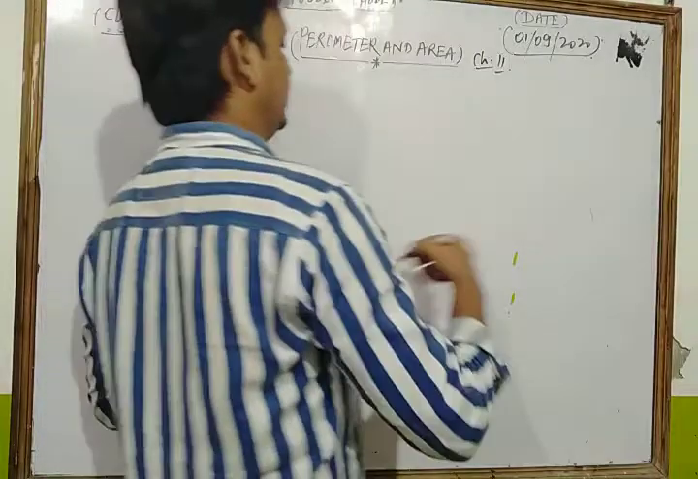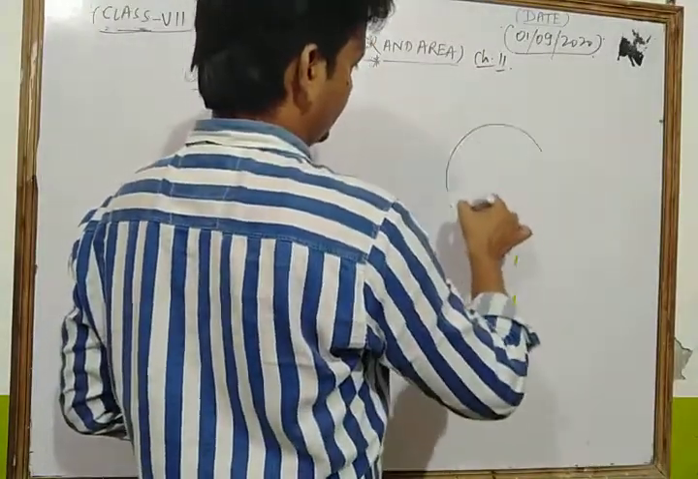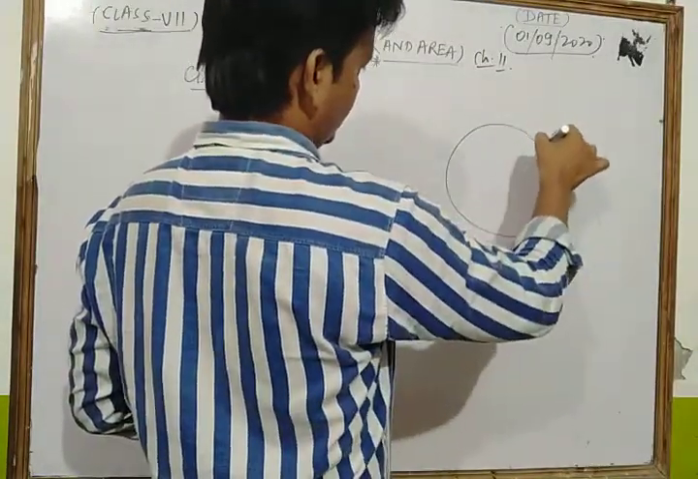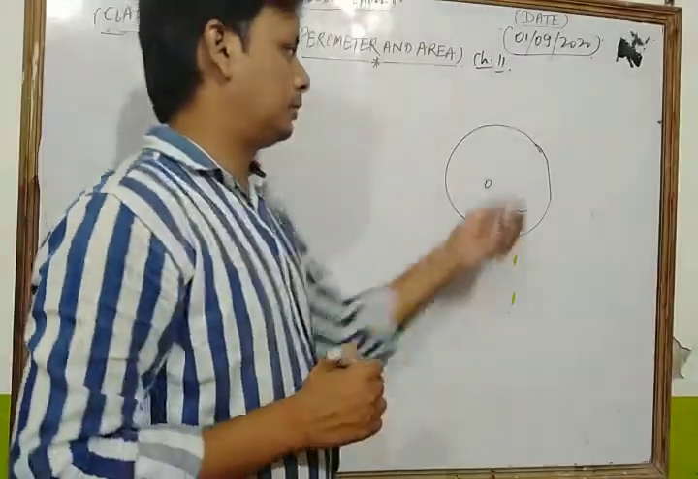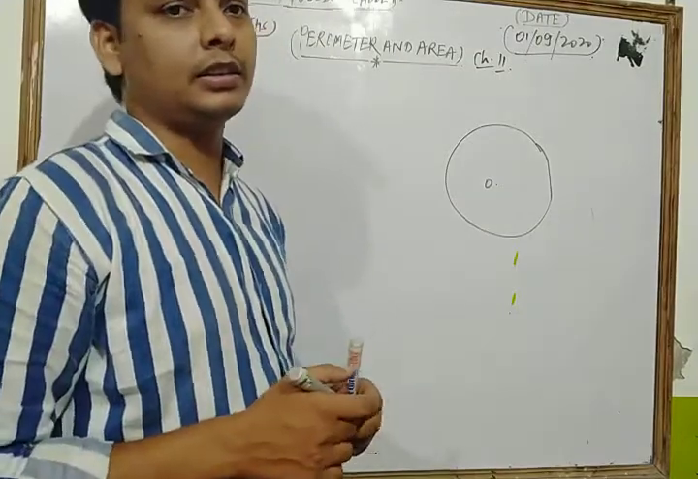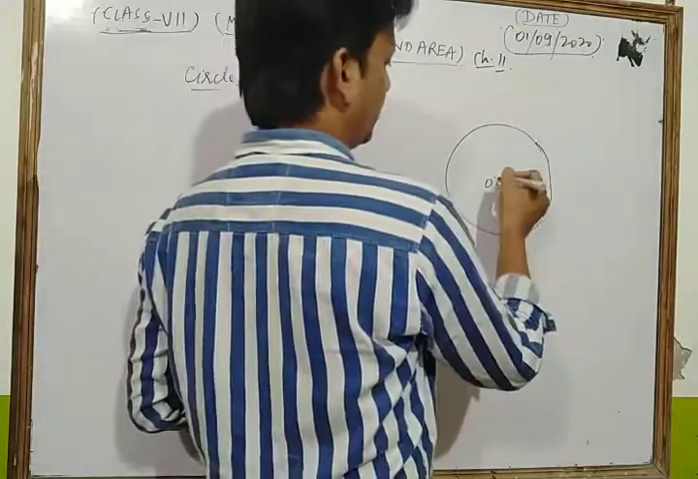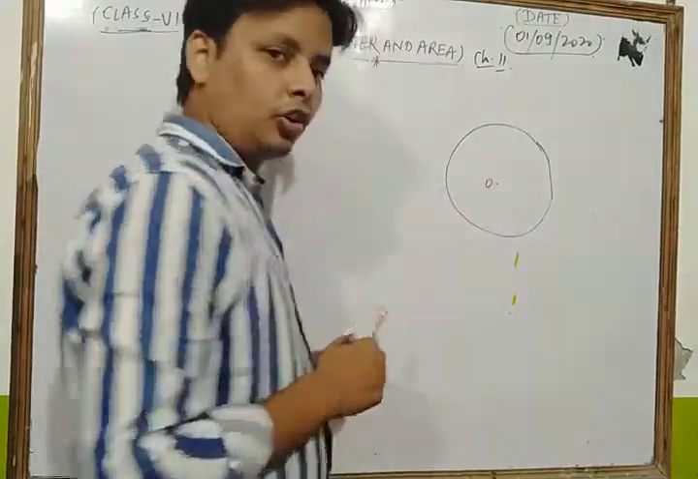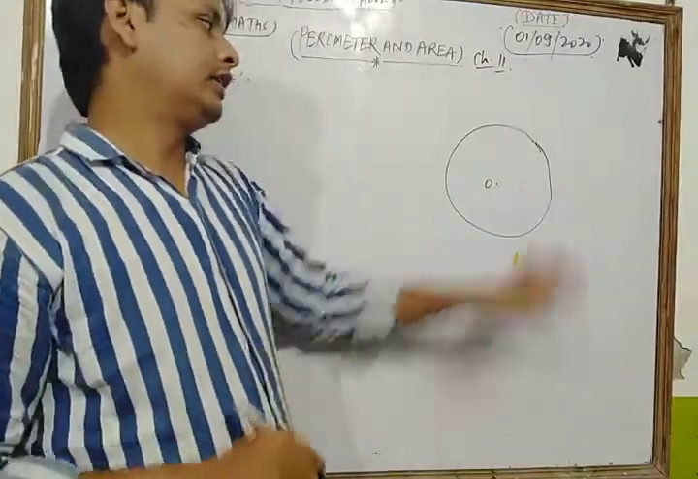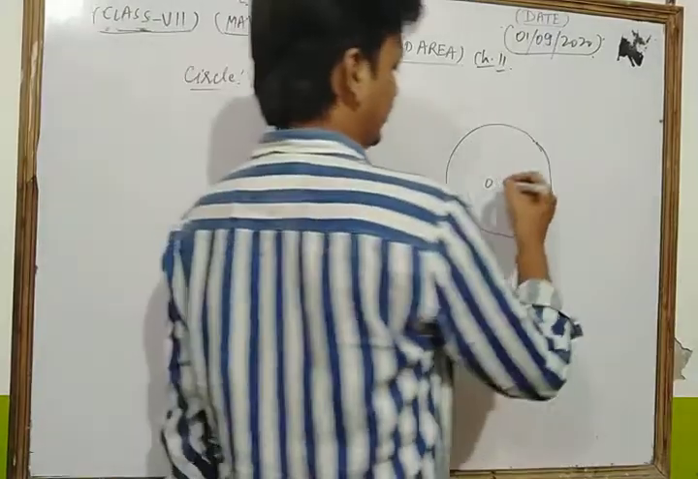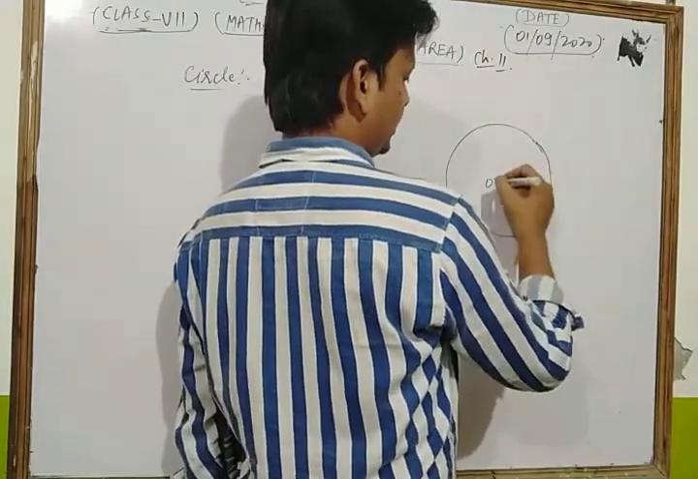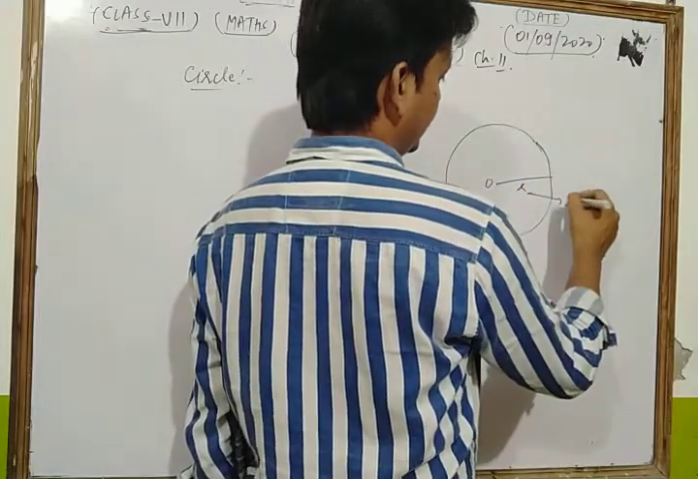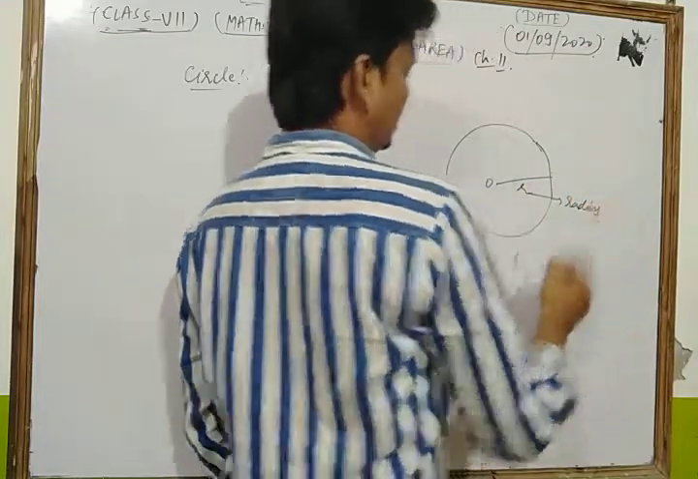Let's see, dear students, you know that this is the circle, in which the center is O. What is a circle? The circle is the path of an object whose distance from a given fixed point always remains constant. That path of the object is known as the circle. You know that the distance between the center and any point on the circle is called its radius. This is the radius of the circle.